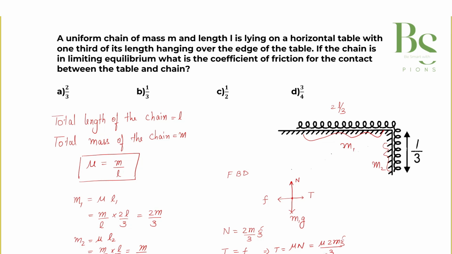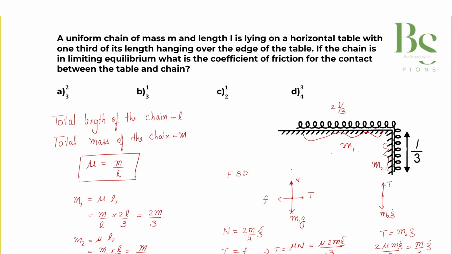Let's draw the FBD for the lower half. For the lower half, there are only two forces acting: M2g downward and tension upward. This tension is the same as the tension in the upper half. So tension T will be equal to M2g. This is the equation for the lower half of the chain. And T, we just found, is equal to 2 mu mg upon 3. That is equal to M2g, and M2 is M by 3. I hope this is clear.